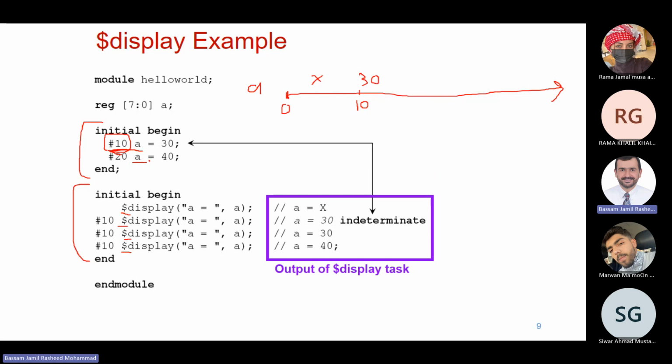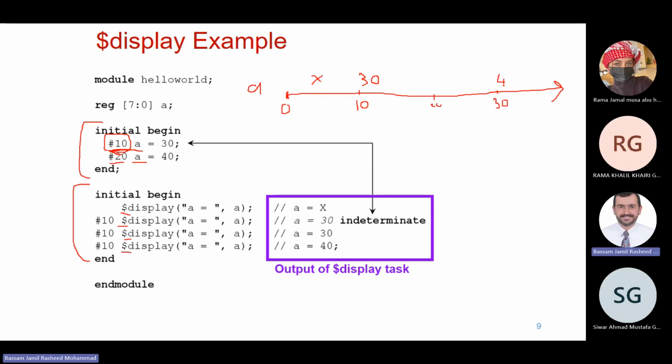All right. Then after 20 time ticks, so we wait for 20 ticks. So this is 20, this is 30, a 30, which is here. All right. Then A becomes what? A becomes 40.